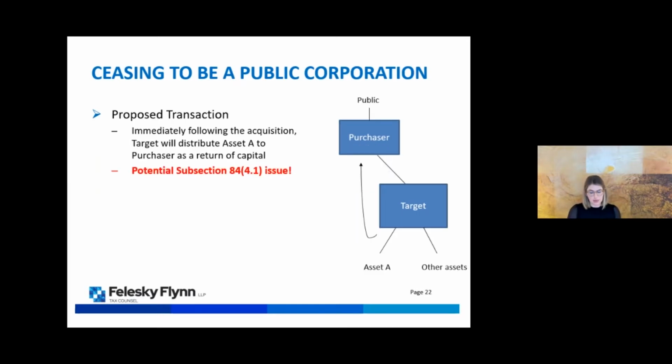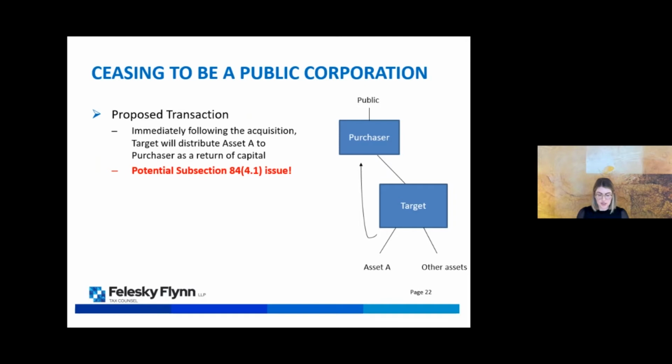So in this example, immediately following the acquisition of target, the plan is for target to distribute asset A up to purchaser as a return of capital. In our case, we're just going to make the assumption that purchaser has basis and PUC in the target shares that exceeds the fair market value of asset A, such that typically, absent this 84.4.1 issue, asset A could be distributed up tax-free. But prior to making that going private election, target will be unable to return capital on a non-taxable basis because it will still be a public corporation.